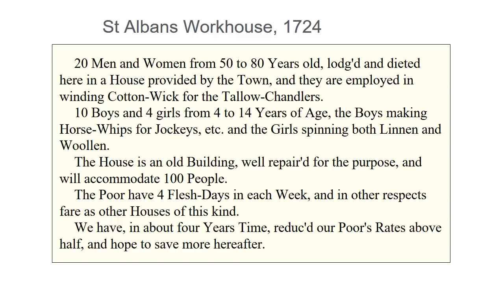A typical workhouse of the day was at St Albans, and this report from 1724 gives a flavour of how it was run. There were 20 men and women aged from 50 to 80 years old. They were employed in winding cotton wick for tallow chandlers, candle makers. There were also children of the workhouse, 10 boys and 4 girls, aged from 4 to 14. The boys made horsewhips for jockeys, and the girls were spinning linen and woollen.